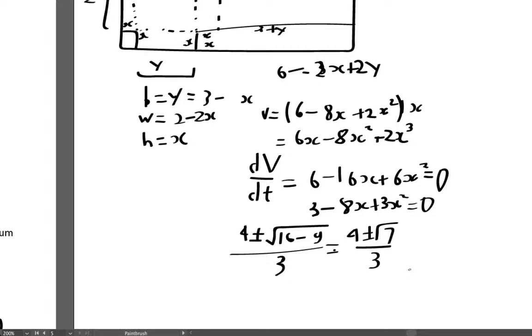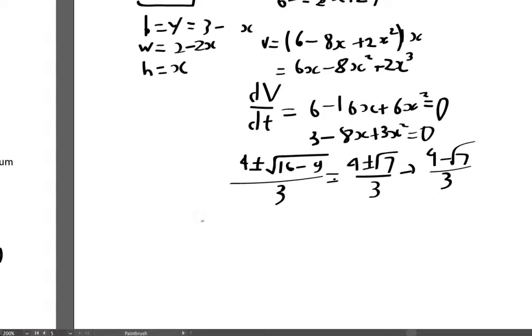But obviously we know that the width is 2 minus 2x, so we know that x must be smaller than 1. We know about this fact. So this thing has to be a negative sign: 4 minus square root 7 over 3. So what's the x here?